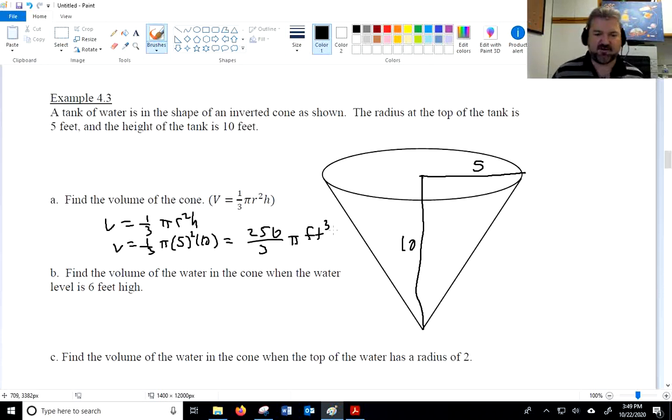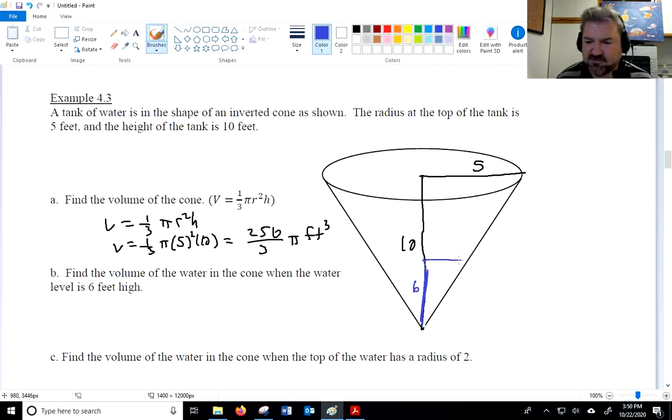Next, we're asked to find the volume of the water in the cone when the water level is 6 feet high. Well, this is a different situation, right? Because now we don't have the height being 10. We have the height being only 6. So I'll draw that in blue. There's only 6 now.